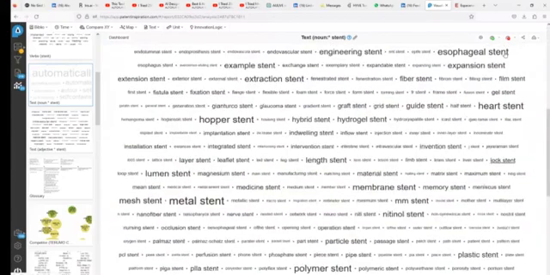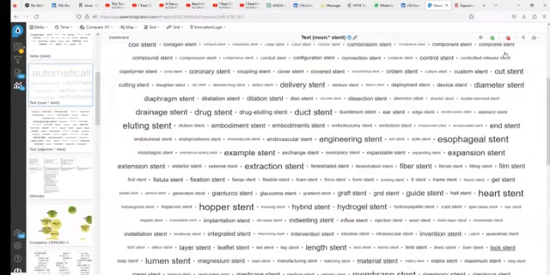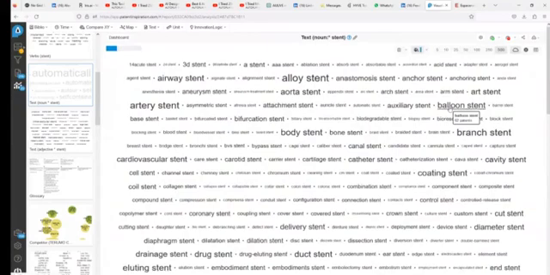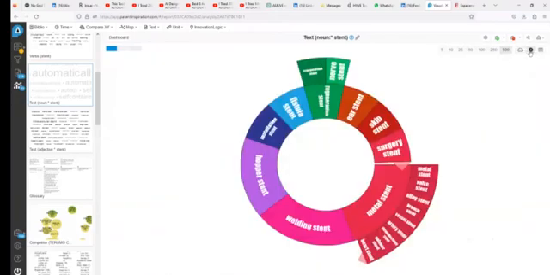Okay, and then you can also highlight things by color. If you say, I am really wanting to look into this, say, balloon stent or catheter stent, basically you highlight in different colors what you want. Or you can see if you can visualize the whole thing into more of a cluster. I prefer this, but you can move them around as well.